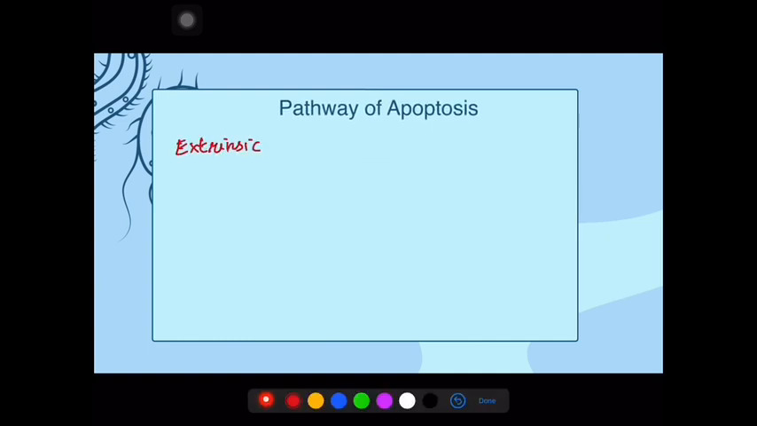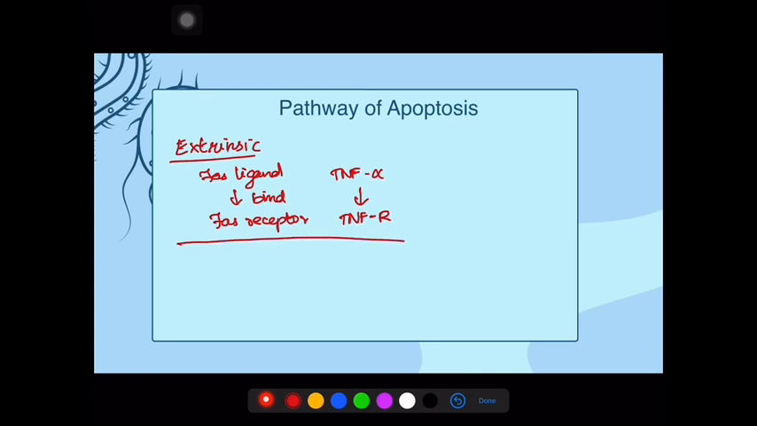The extrinsic pathway is very similar, but the only thing is the initiation happens from the outside. That is, the Fas ligand is going to bind to the Fas receptor. The receptors are outside the cell. This is one thing. And the next one is TNF alpha, which binds to the TNF receptor. These both act similarly, with cytochrome C and the caspase being activated respectively, and therefore apoptosis will happen. These are the two pathways of apoptosis.